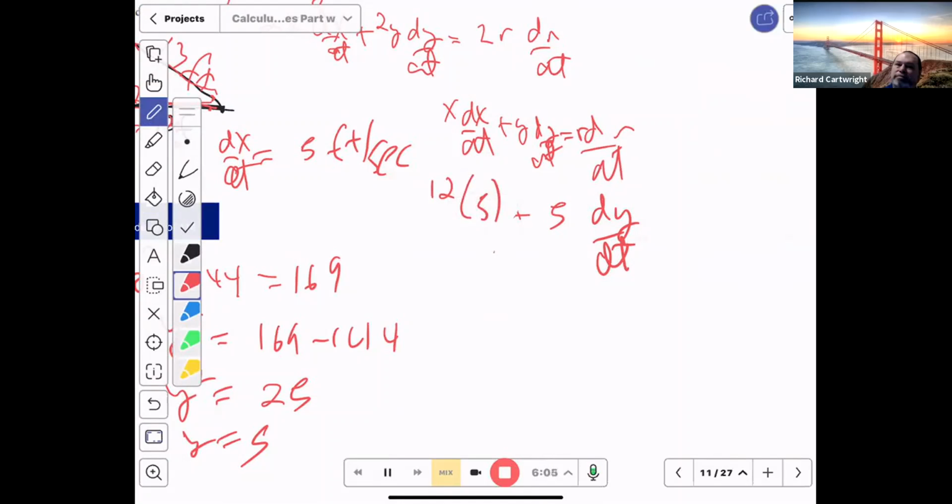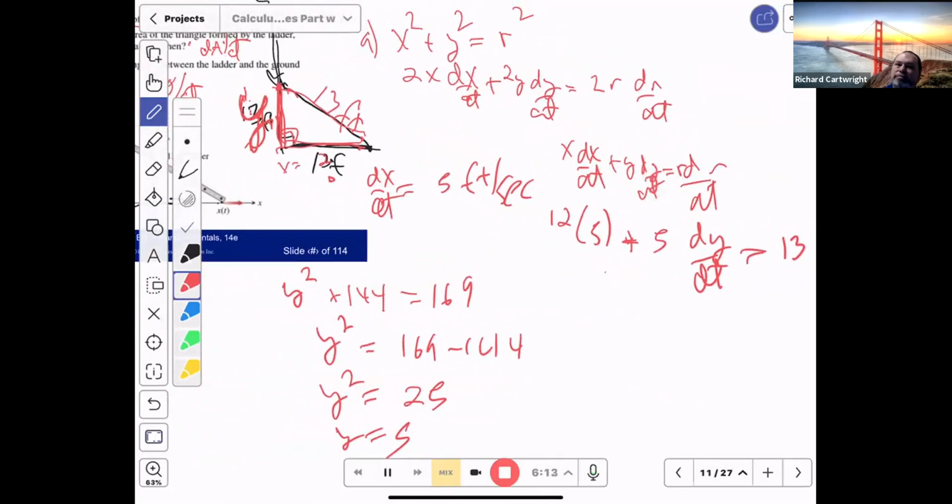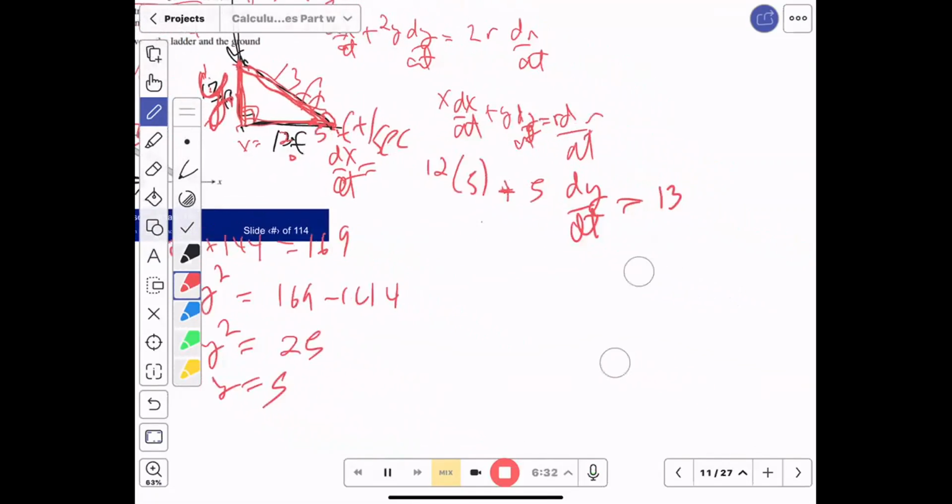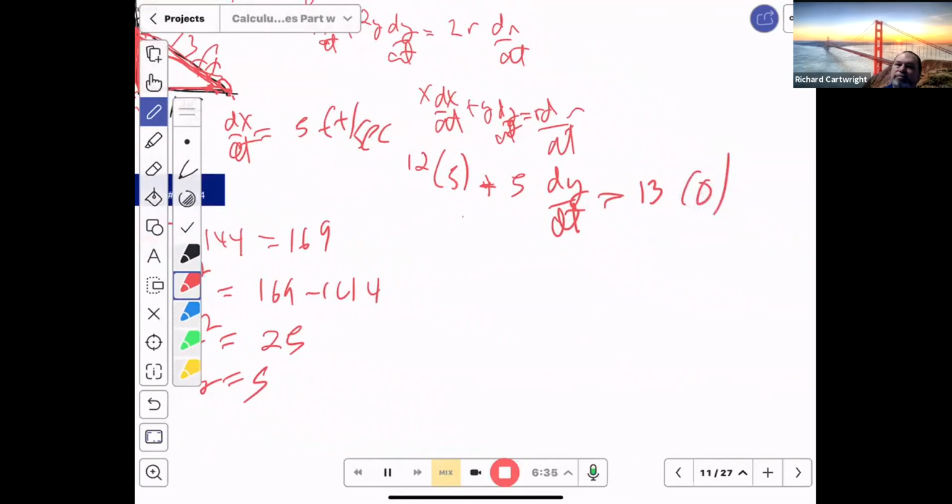plus 5 dy/dt equals r, which is always 13. And by the way, how fast is the length of the ladder changing? What is my dr/dt? It's a constant. What's the derivative of a constant? 0. This is actually all equal to 0.